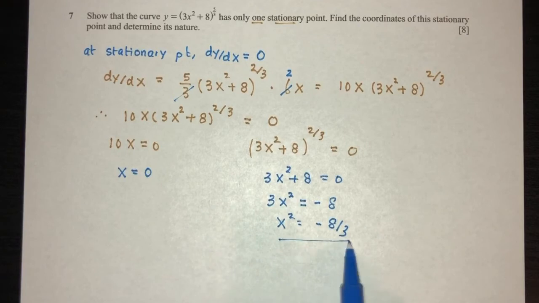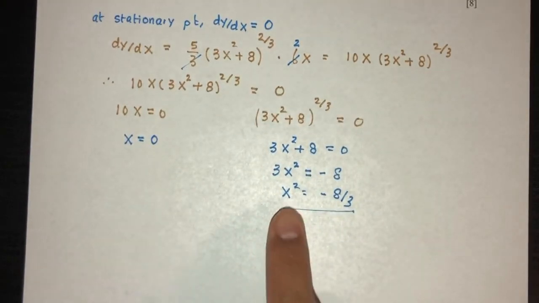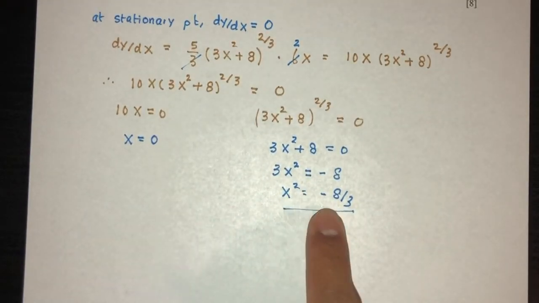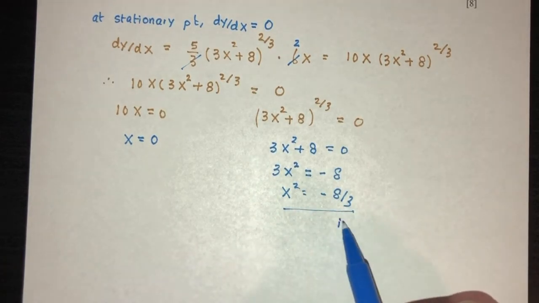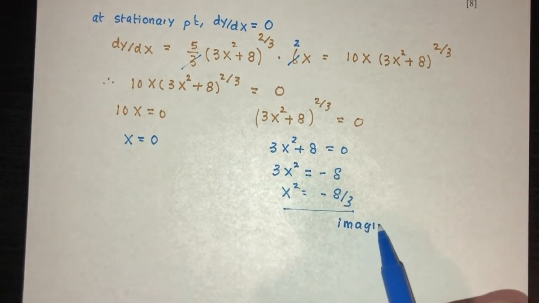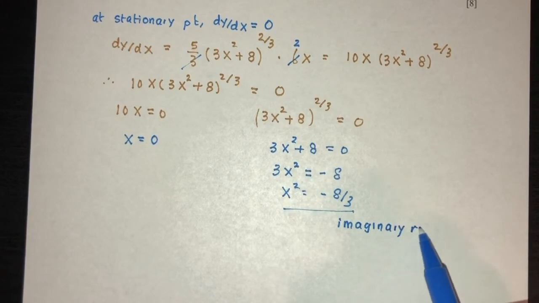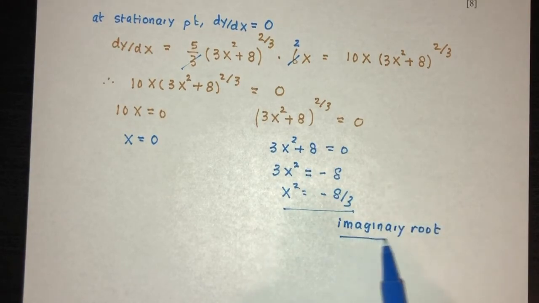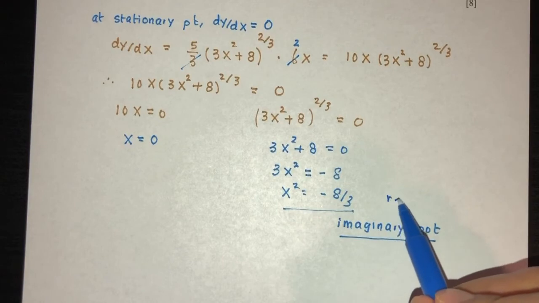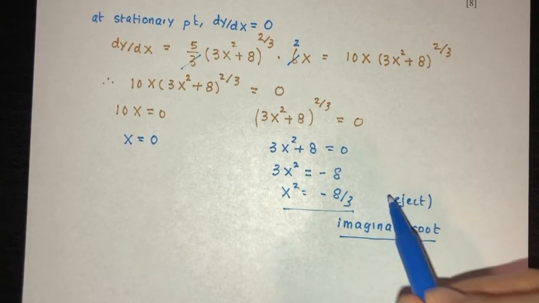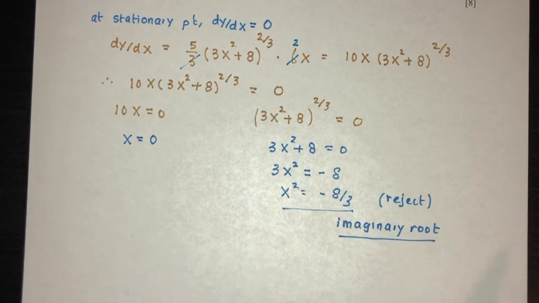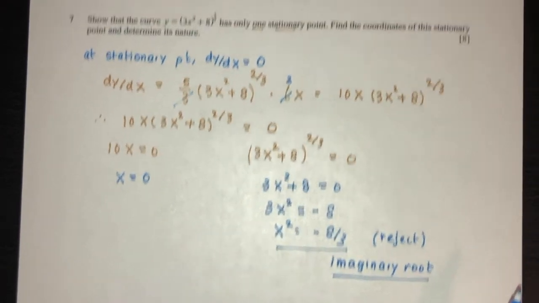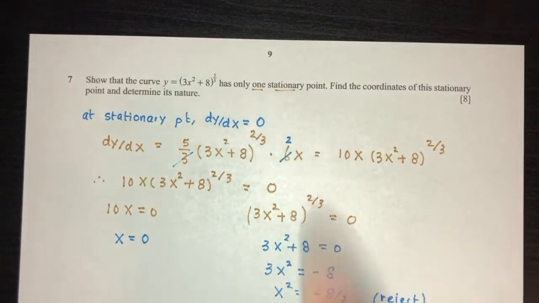So this is not possible because you cannot find the square root of a negative number in this paper, right? You only have an imaginary option. So it is not real. Okay, so this is why we reject this one. Reject. We only have one point left, which is x equal to 0, and we have to find the corresponding value of y because we have to find the point.